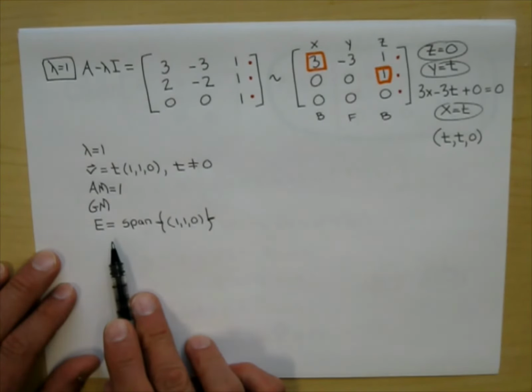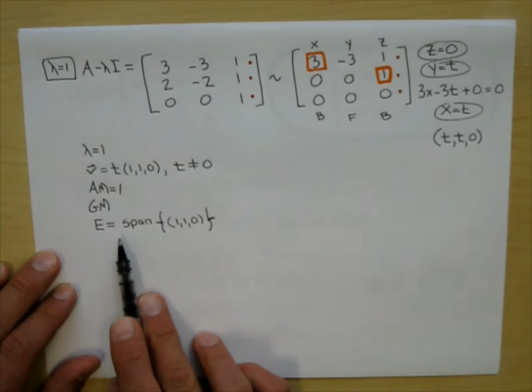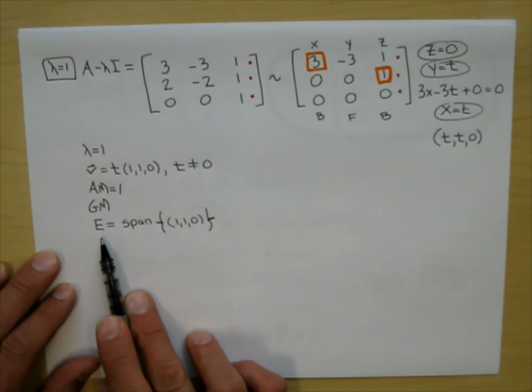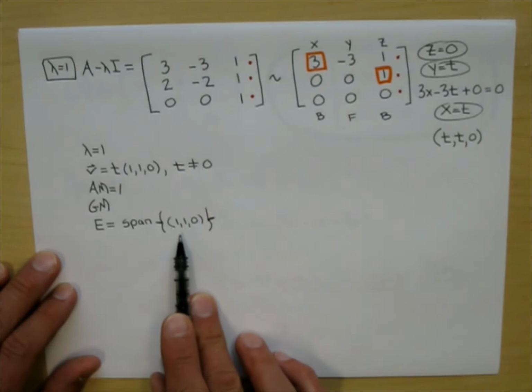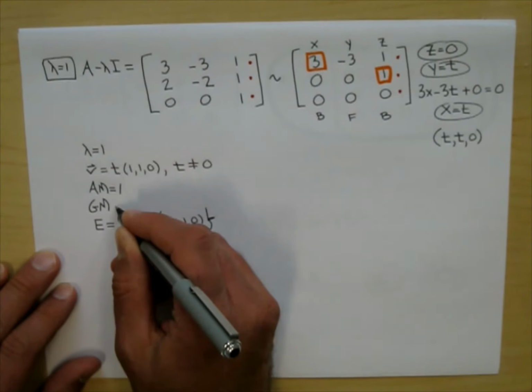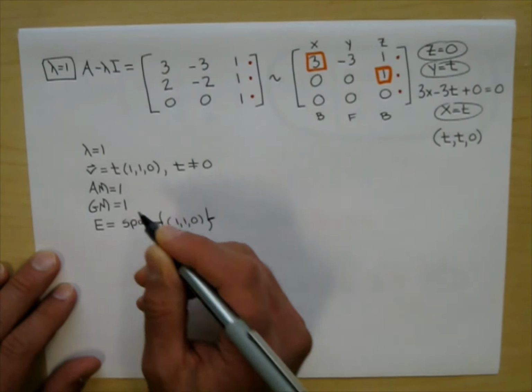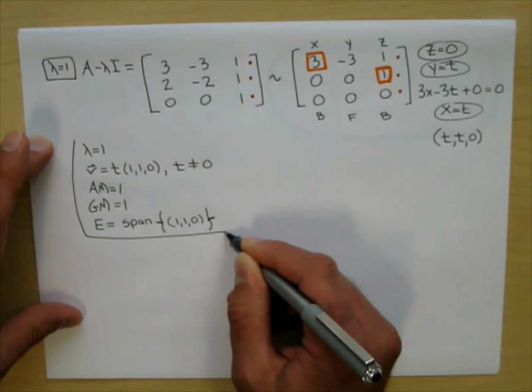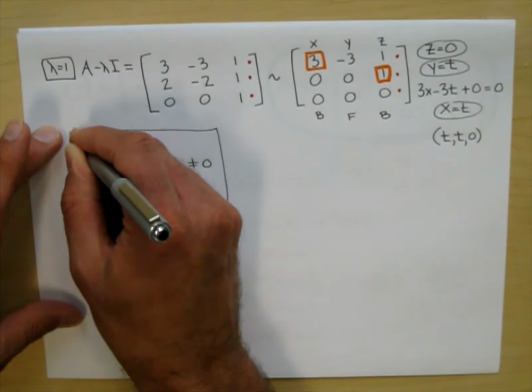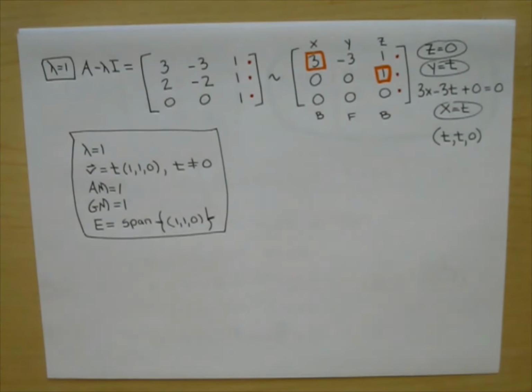The geometric multiplicity happens to be the dimension of the eigenspace. The eigenspace is a vector space, a subspace of R3. And the dimension of that, well, there's only one vector in the span, so the geometric multiplicity is 1. So we're kind of spanning off, excuse the pun, into the next section, 7.2.